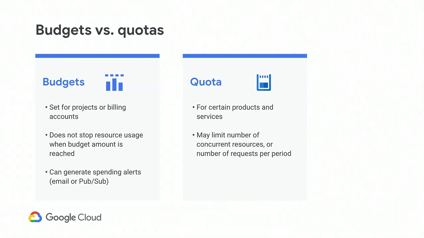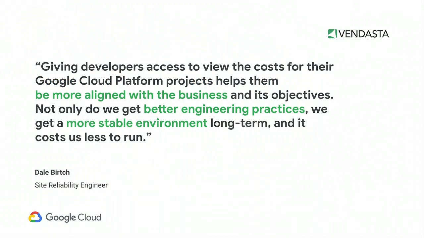So if the project spends a certain level, that captures all the products in that project. If a billing account spends a certain level, that captures all of the spending and activity in the billing account. So quotas are also more targeted to the actual products being used.